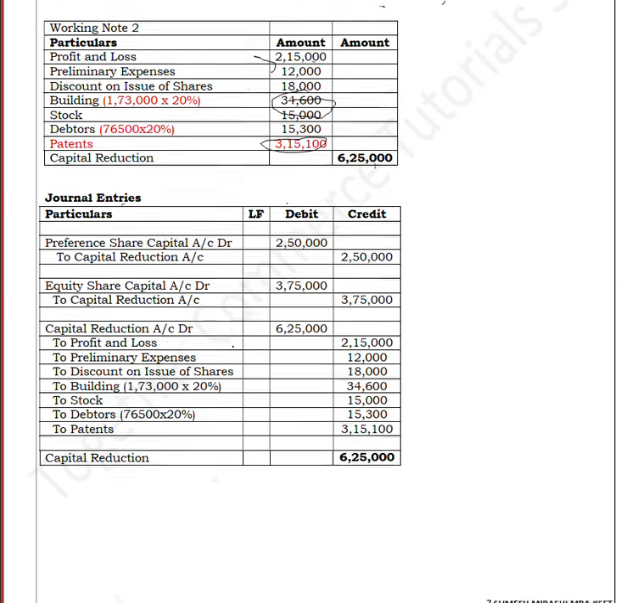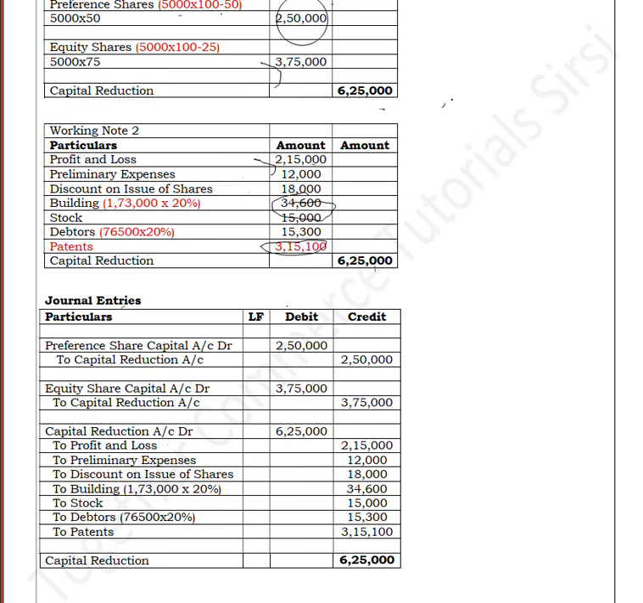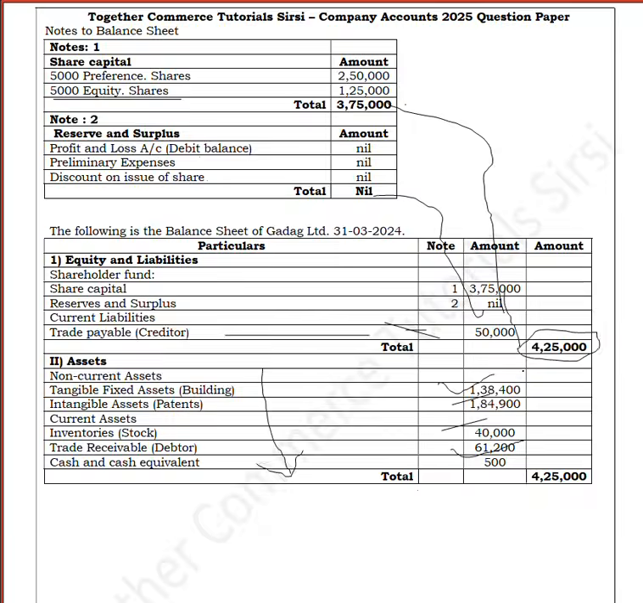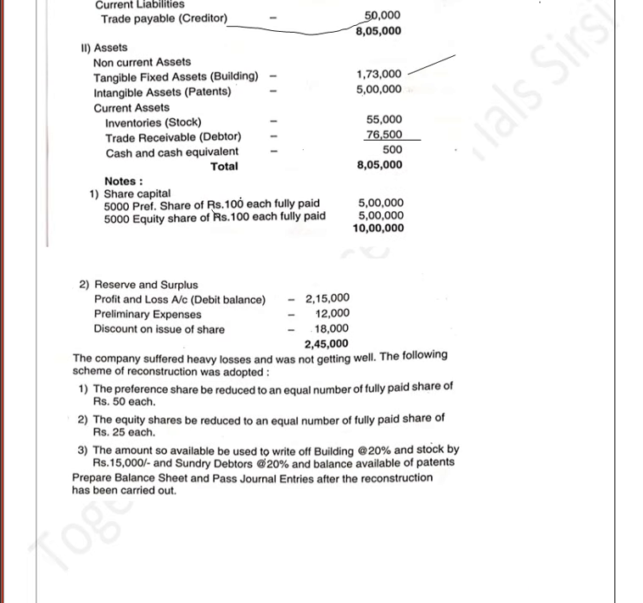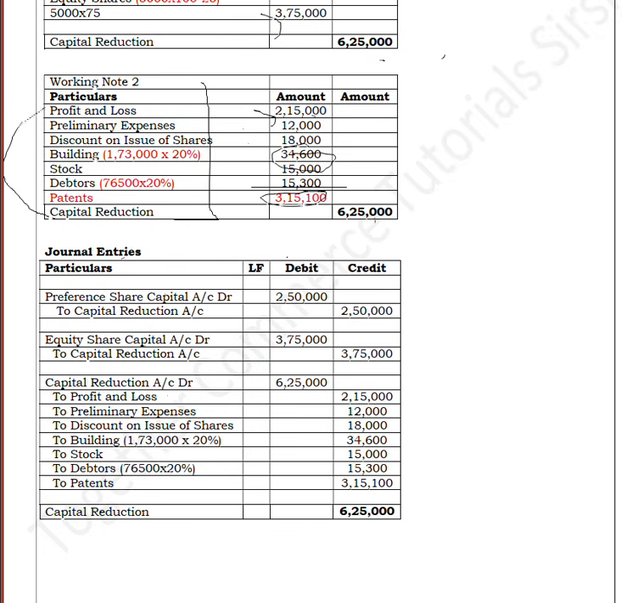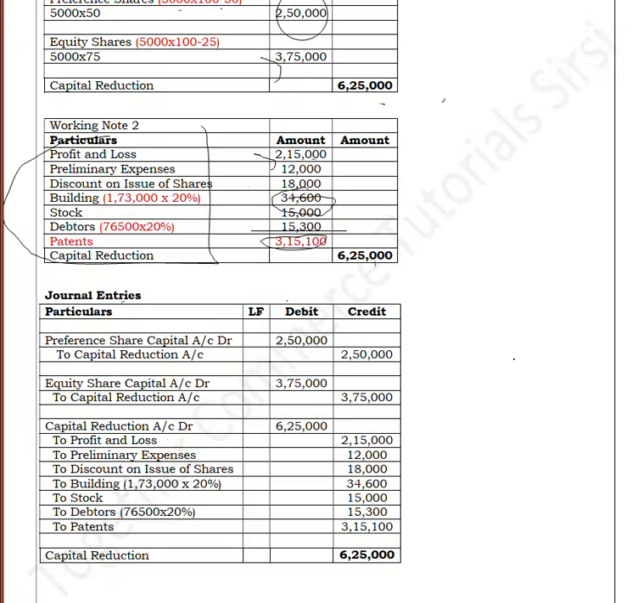Then lastly debtor: in the question we have debtor around 76,500. In the solution, how much is debtor? Debtor is 15,300. So again if you apply question minus solution, the answer will be 61,200. Last, cash and cash equivalent, it is 500 in the question. In the solution we have not touched the cash, it is not there anywhere. So as it is, the amount should be written as it is. So when you add all this you will get 42,500. So liabilities total is also 42,500, asset total is also 42,500. So this is how you tally this problem.